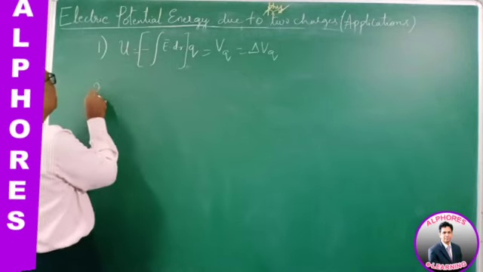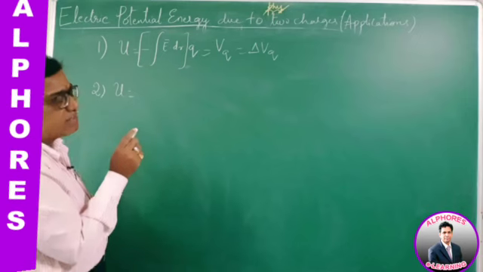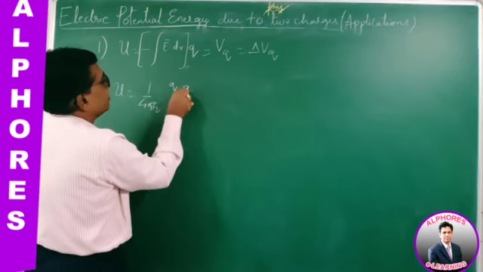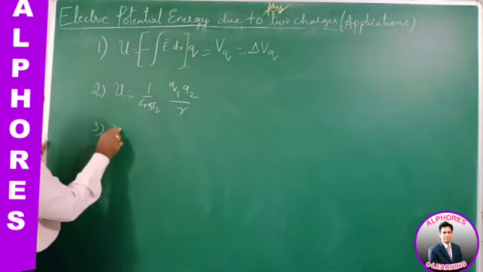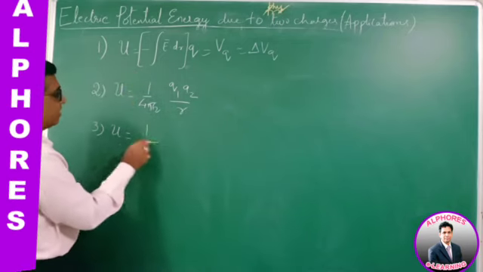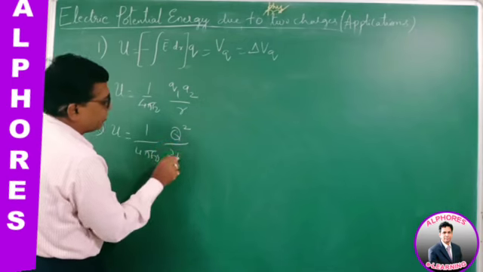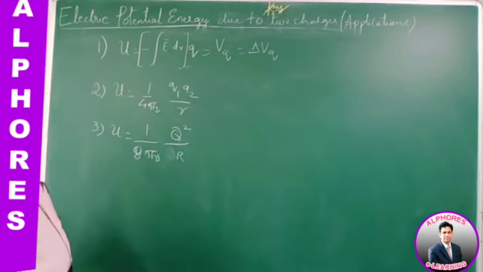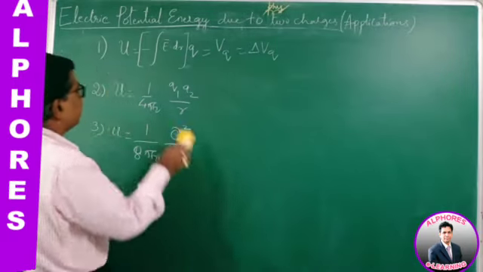Next we have found the potential energy of a system of two charged particles, 1 by 4 pi epsilon naught, q1 q2 by r. Third, we have found the self potential energy of a charged sphere, 1 by 4 pi epsilon naught, q square by 2r. Now we shall find the potential energy of a dipole in the electric field.